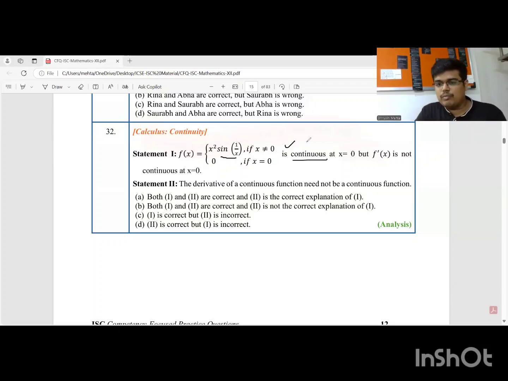Let us check the second part, where we are talking about f dash x. For that, we need to find f dash x. Let's go for UV rule and chain rule. So x square into derivative of sine 1 by x, students, will be cos 1 by x into derivative of 1 by x is minus 1 by x square.